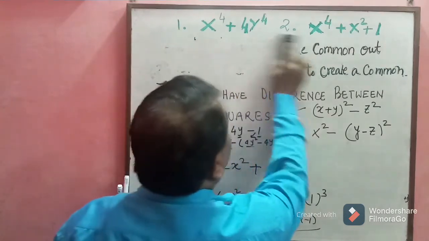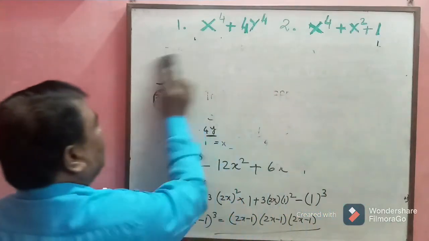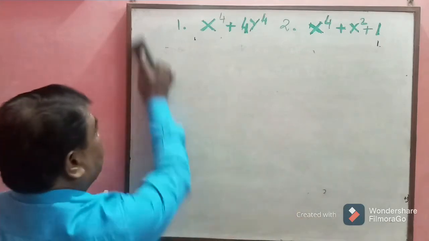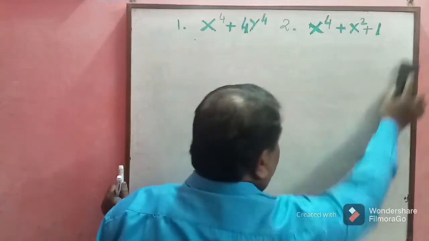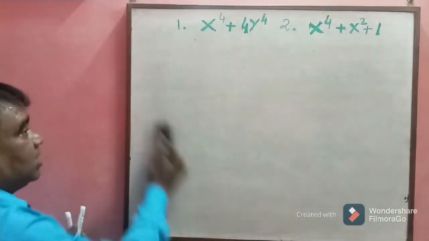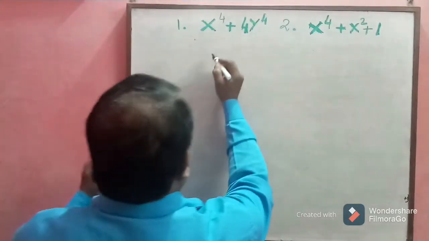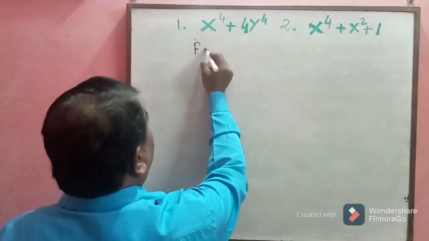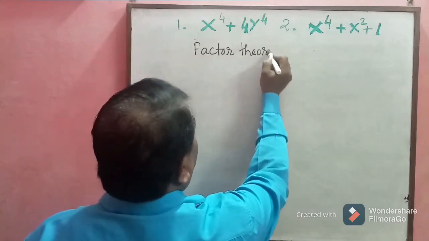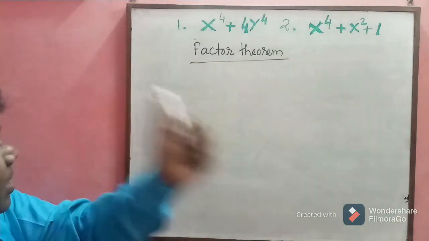Then I will talk about these two problems. These are very important problems, and next I will tell you the factorization of cubic polynomial: how to factor a cubic polynomial without division. That also I will tell you. Now here we have factor theorem. The last and foremost theorem for factorization is factor theorem. Let me discuss about this.